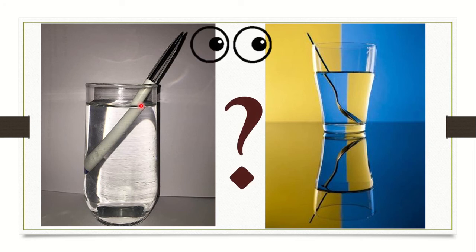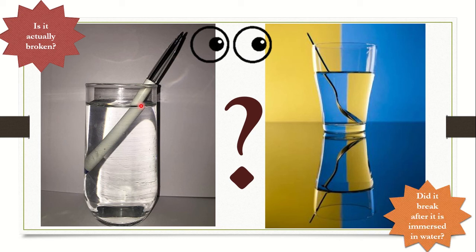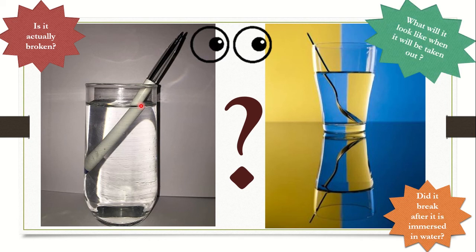You may be confused. Why is it so? So we may actually think, is it actually broken? Was it already broken or did it break after it was immersed into the water? And what will it look like when it is taken out? Will it be broken or will it be fixed? So these are certain questions that came to my mind at least when I saw these images. So what has happened actually?